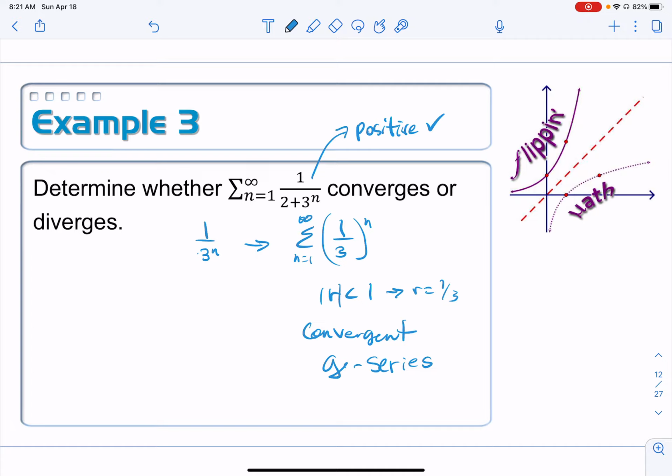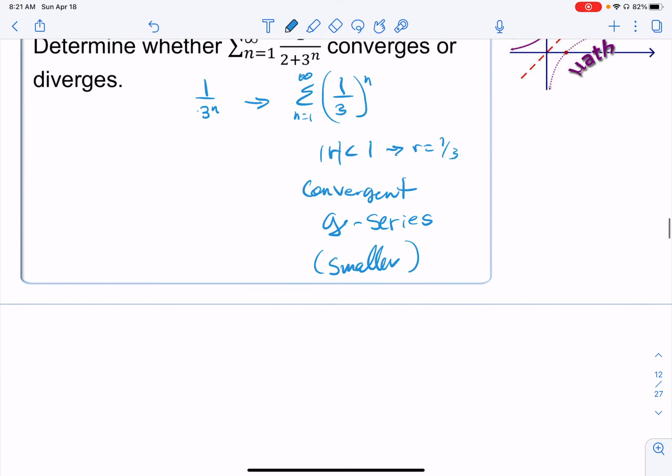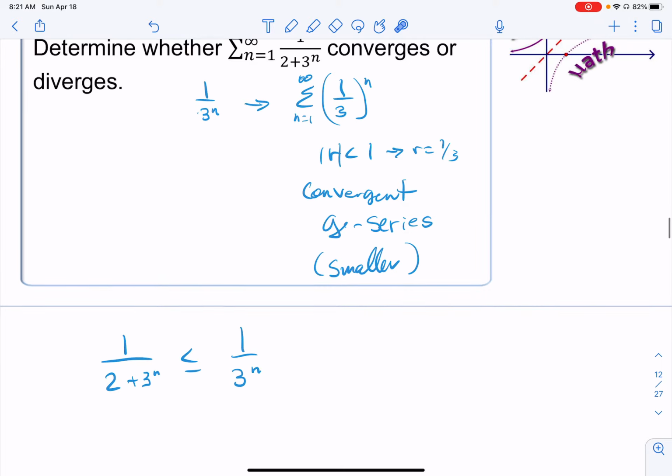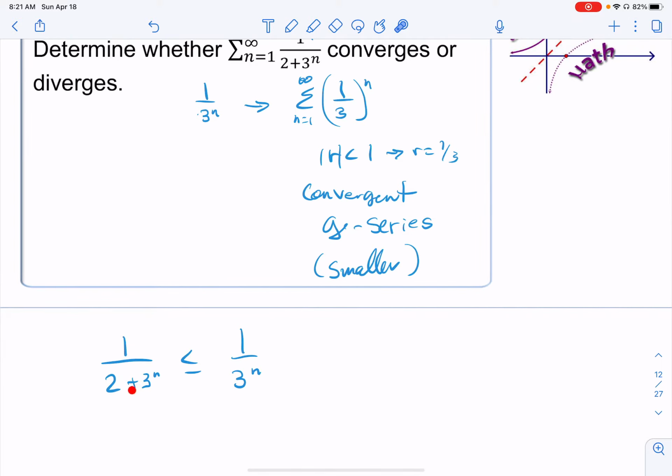Anyway, so yeah, this is a convergent geometric series, and we need to be smaller. So let's see if we can establish that inequality, folks. So 1 over 2 plus 3 to the n, is this less than or equal to 1 over 3 to the n? Well, of course it is. This is a bigger denominator than this one over here, so you divide by a larger number, it's going to be overall smaller.